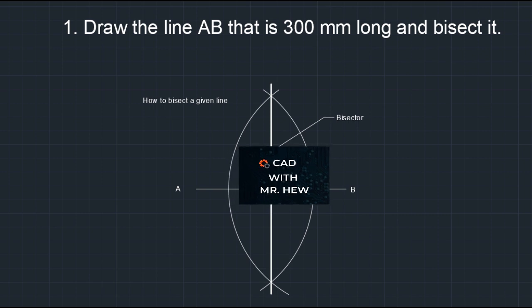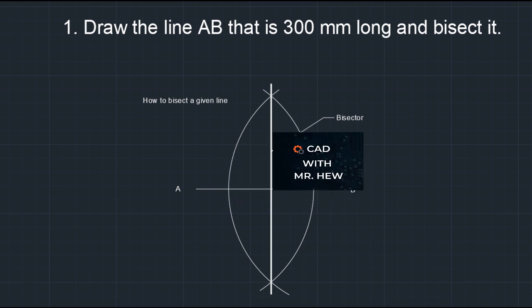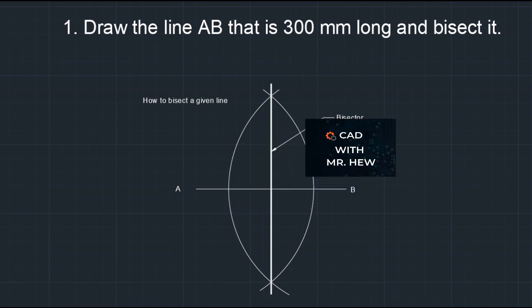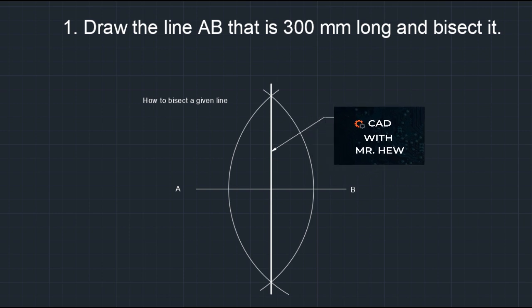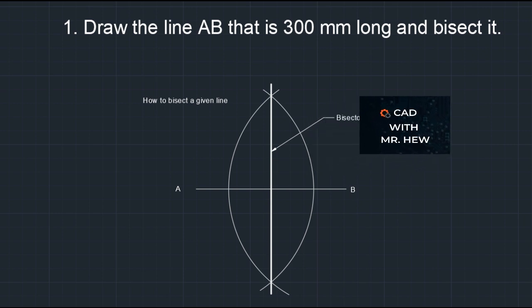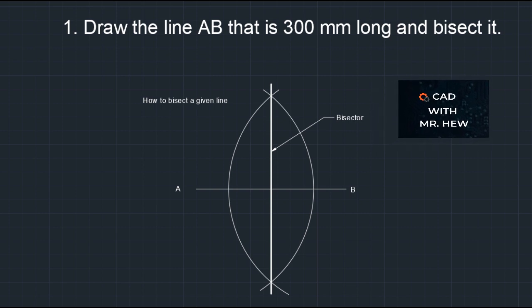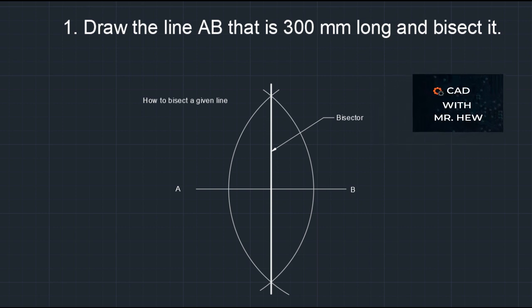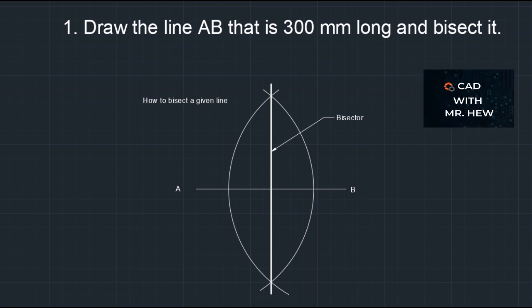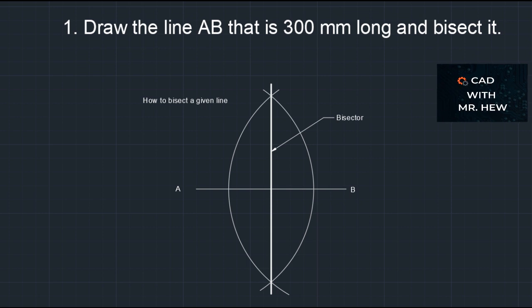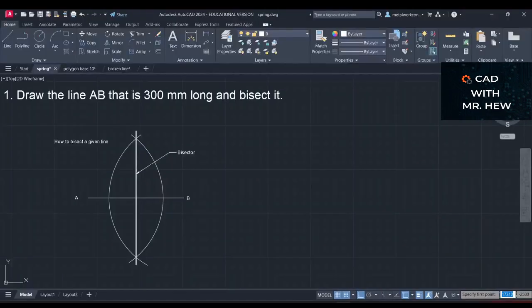So the first question is, we'll be required to draw a line AB that is 30 millimeters long and bisect it. Alright? Now, do you recall how to bisect a given line? No? Yes? Alright, we'll see in a little while. We're gonna see the principles for the answer in the video today. Alright? Thanks for joining us.